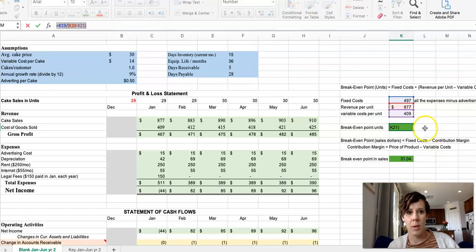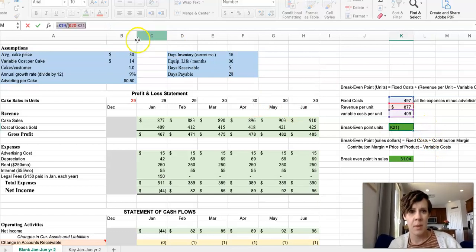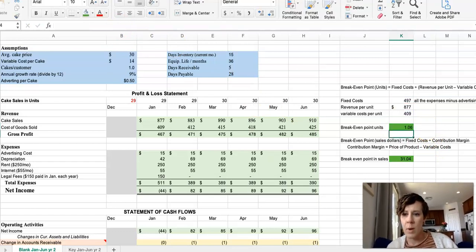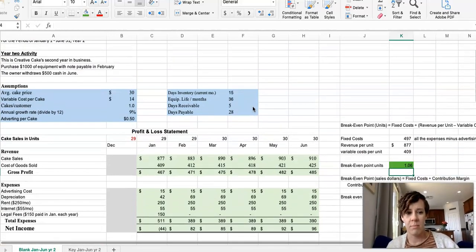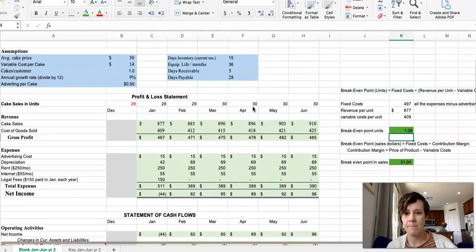And the break-even point was 1.06. So when they sell a little bit more than one cake, they are breaking even, which is pretty good for a business to have your break-even point be near the costs and things of everything.